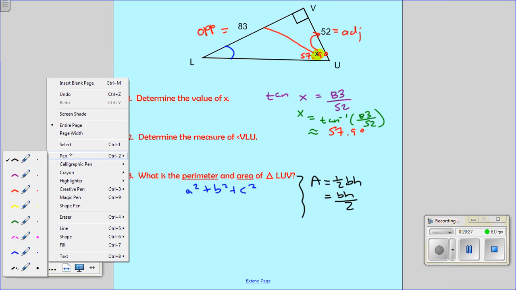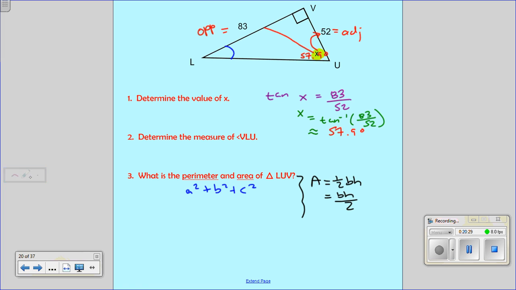The base is VU, and the height is LV, and then divide by 2. So in other words, it's 52 times 83, and then all that divided by 2. So go ahead and finish finding the area for this triangle.